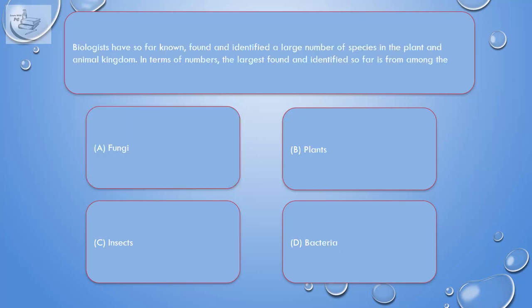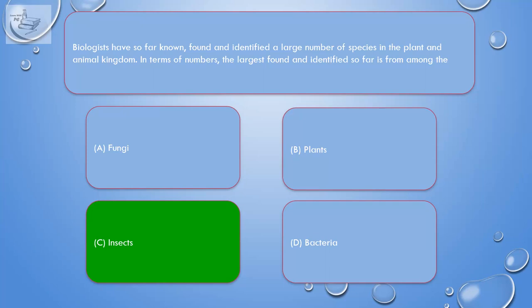Question: Biologists have so far found and identified a large number of species in the plant and animal kingdom. In terms of numbers, the largest found and identified so far is from among the A. Fungi, B. Plants, C. Insects, D. Bacteria. Correct answer is C. Insects.